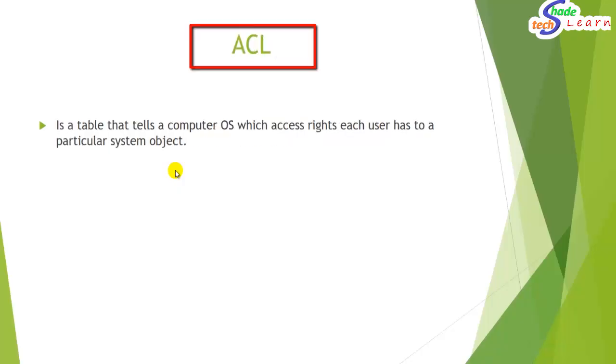Next is access control lists. ACLs, as it is written, is basically a table that tells our computer operating system which access rights each user has to a particular system object. In this case, a system object can be either a folder or a file. It basically tells our OS that this user has access rights to these things.